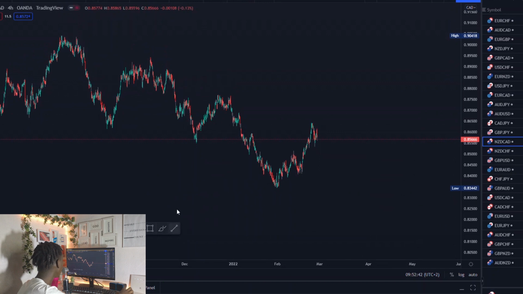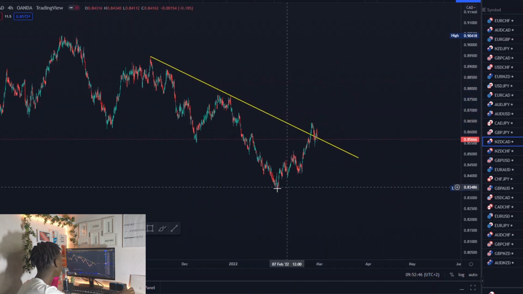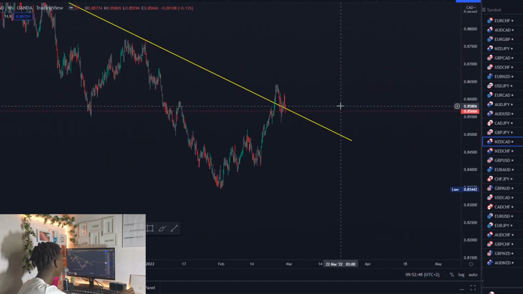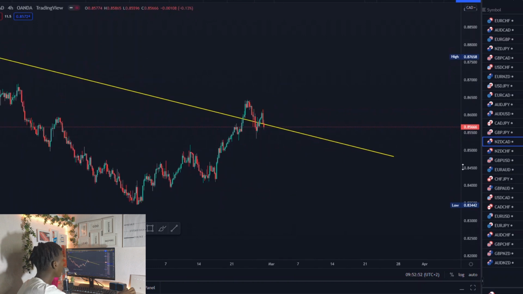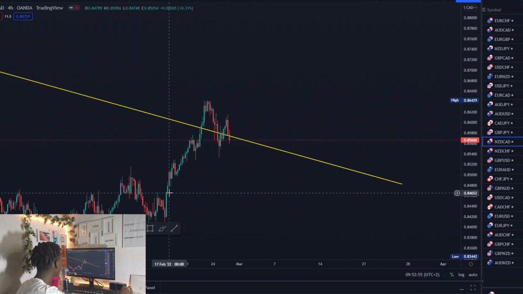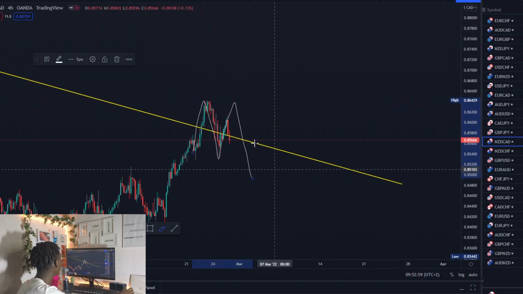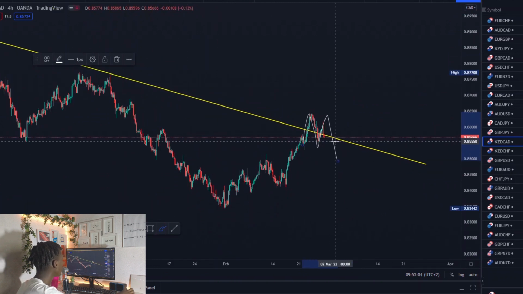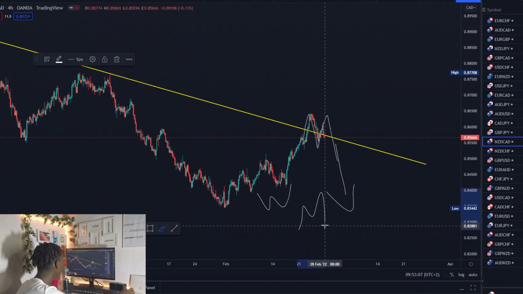I'm out of this trade. If you're in my Telegram group or channel, you would have seen that I gave out a before and after screenshot of this particular trade. But if you look closely right now, you can see that we are having that pattern, and price might actually go down. So this pair is just playing around with these patterns.